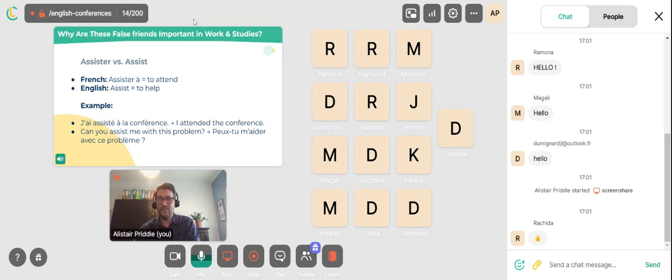Okay, here's another two. Assister versus assist. French, assister à, to attend. English, assist, to help. So, for example, j'ai assisté à la conférence. I attended the conference. Can you assist me with this problem? Peux-tu m'aider avec ce problème? So, assister versus assist.